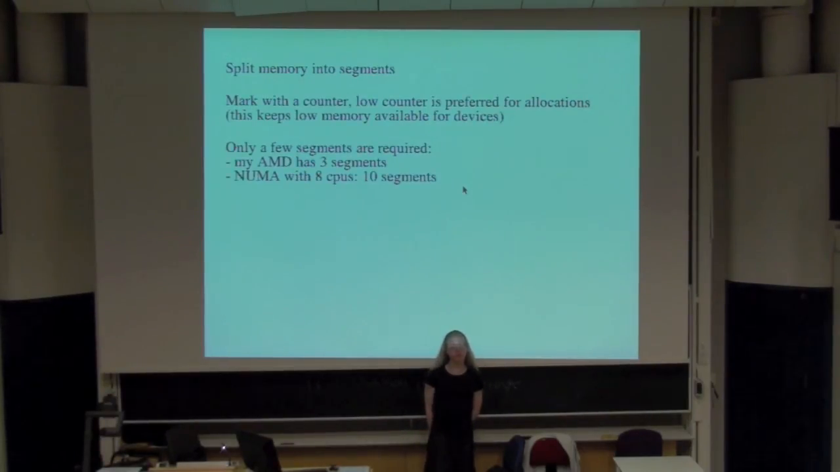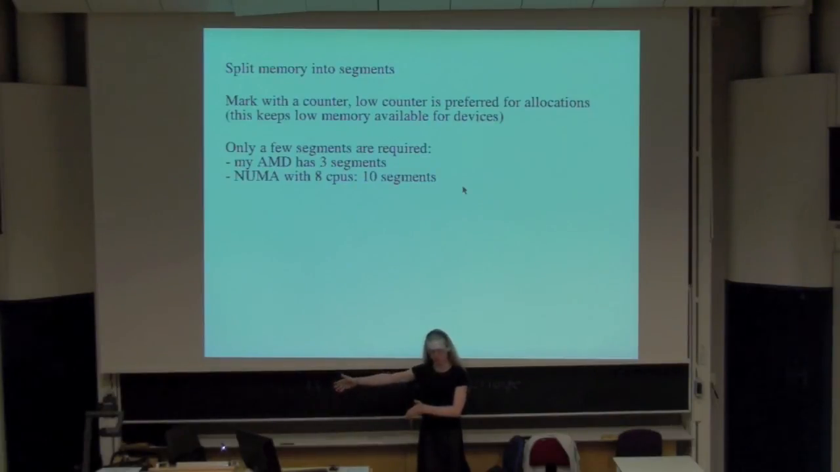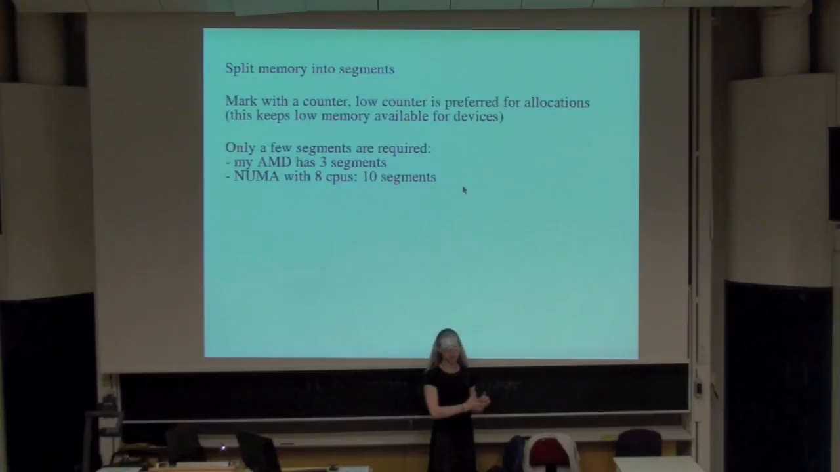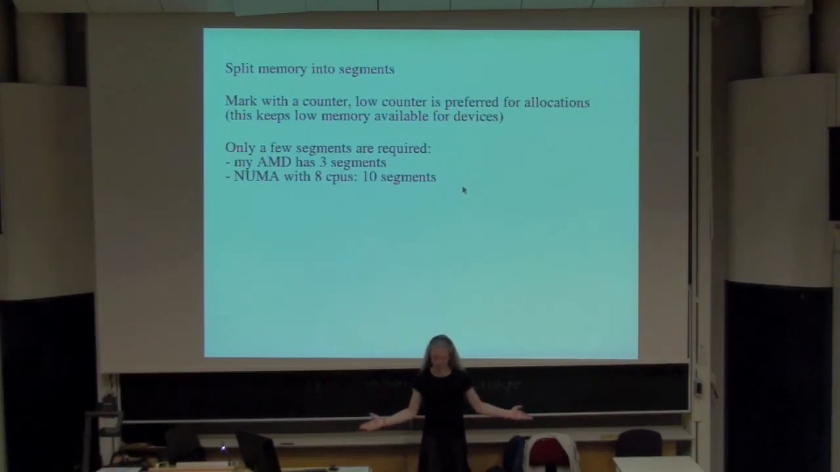The mem range splits memory into segments. So the memory from 0 to 16 megabytes is one segment. The memory from 16 megabytes to 4 gigabytes is the second segment. And the memory from 4 gigabytes to the end of your memory is the third segment. Each segment contains a counter. It tells us what number of users it has. And only a few segments are required. My AMD in Eindhoven has 3 segments, and the NUMA machine with 8 CPUs, because of how it splits things, would have at most 10 segments.